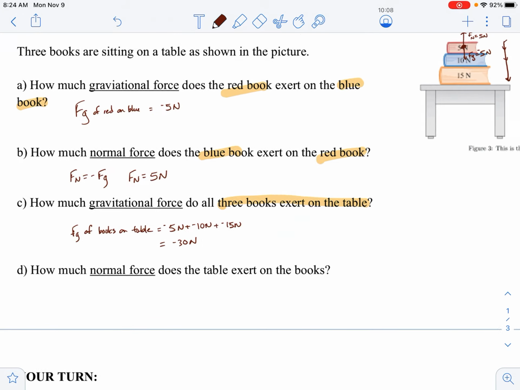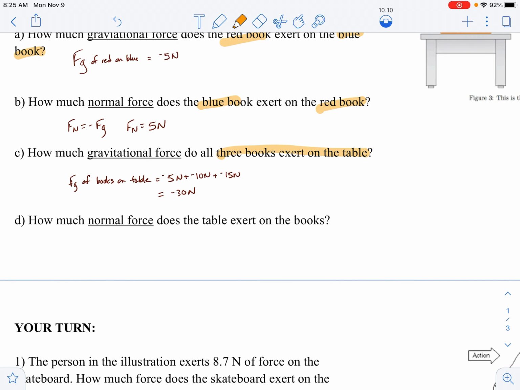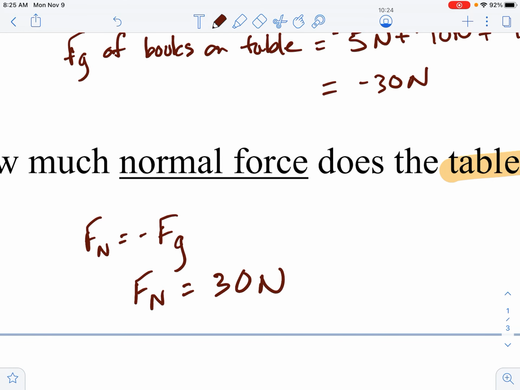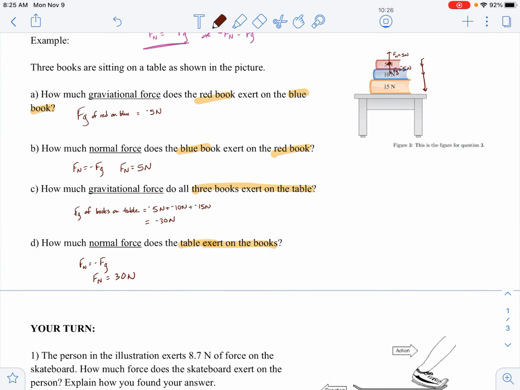All right, the next piece says, how much normal force does the table exert on the books? All right, so now we're going to look in the upward direction. So again, I know that normal force is equal and opposite to gravitational force. So that means my normal force is going to be positive 30 newtons. All right, what do you think?